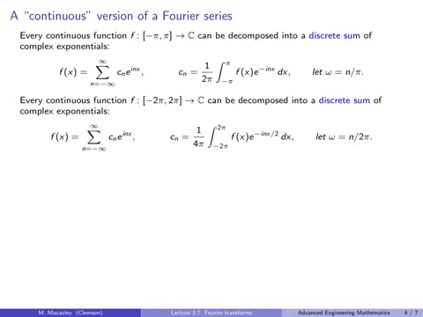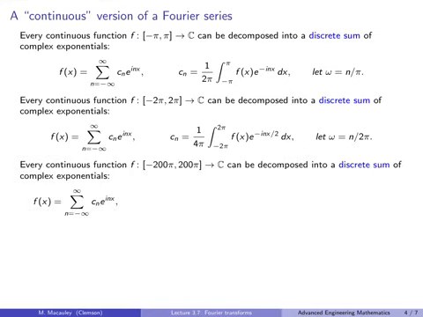So that's angular frequency. In the third example, let's extend this from negative 200 pi to 200 pi. We get a Fourier series representation of f as before, but now our formula for Cn is a little bit different. So where we had 4s and 2s up here, we have 400s and 200s here. And think of omega, angular frequency, as n over 200 pi.